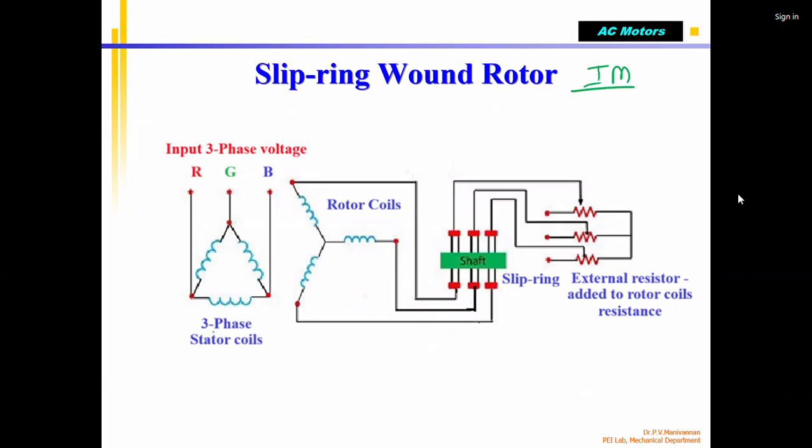You have a 3-phase stator coil. That means this is phase 1, 2, 3, and each is supplied with RGB 3-phase AC voltage. This is the stator coil, connected like this. This is called a delta connection.